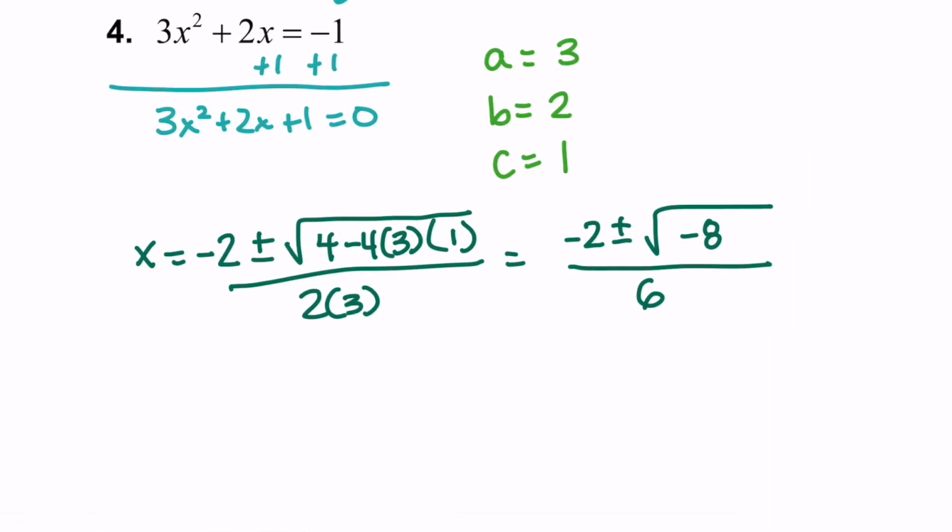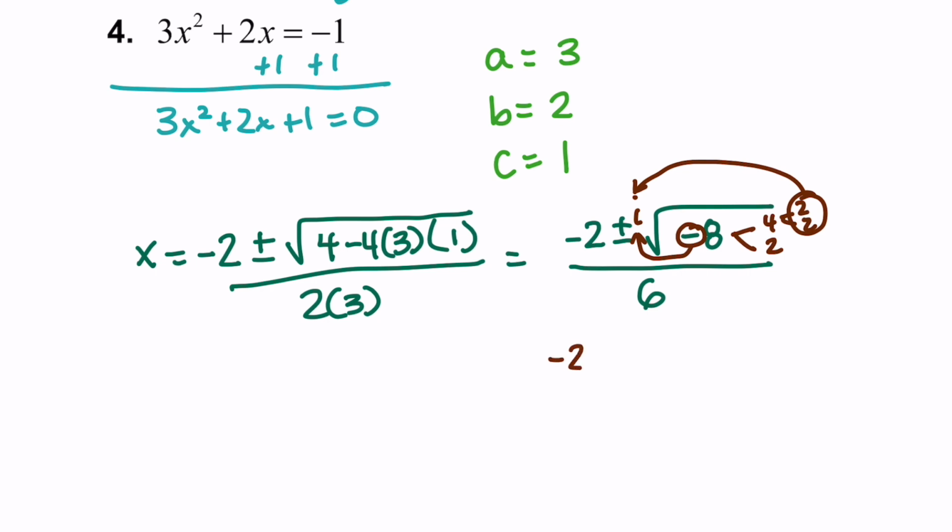So we know this is a complex solution, or imaginary. We're going to bring that negative out as an i. We're going to break down the 8: 4 times 2 and 2 times 2. The 2's come out front as well because they're a match. We have negative 2 plus or minus 2i square root of 2, all over 6.